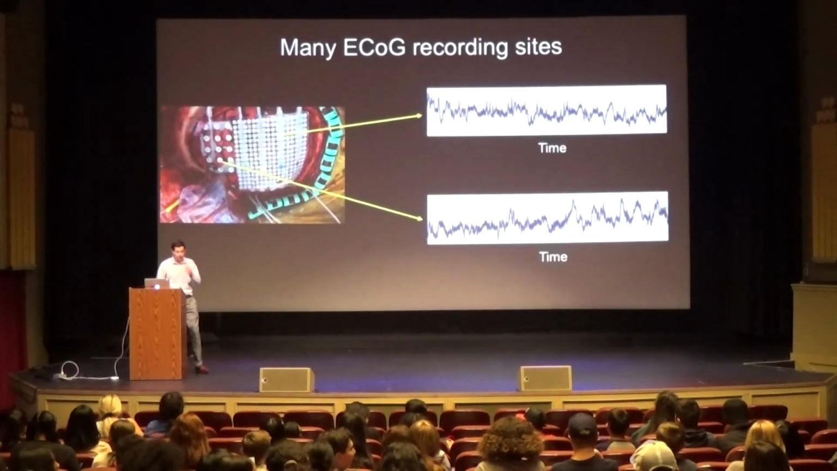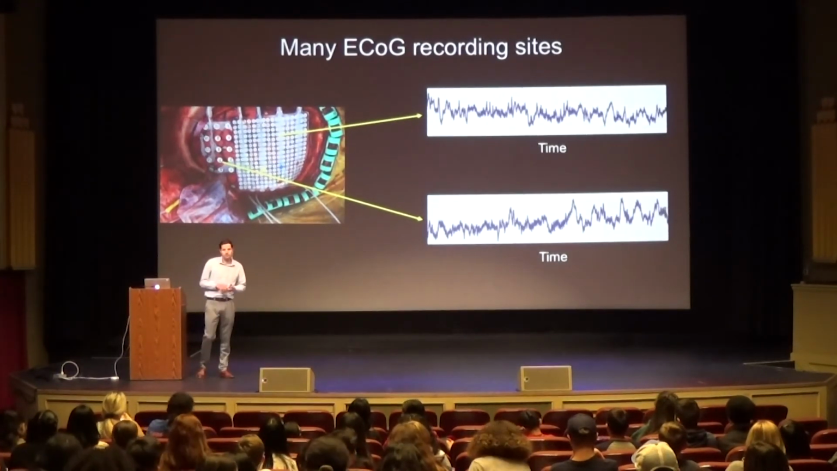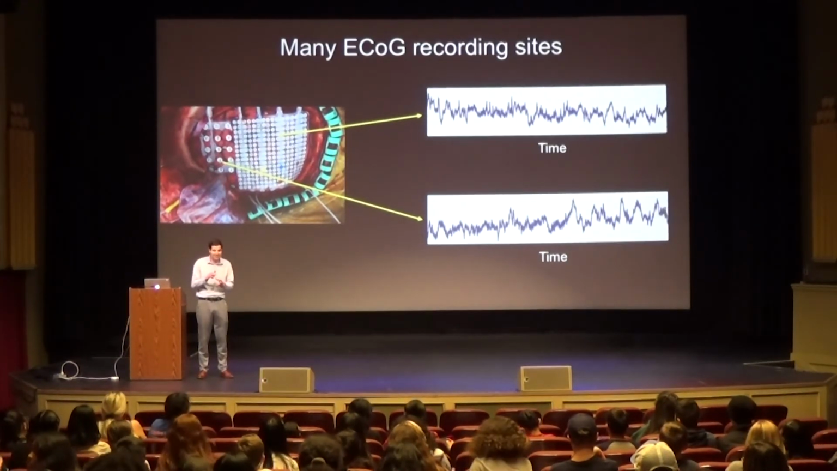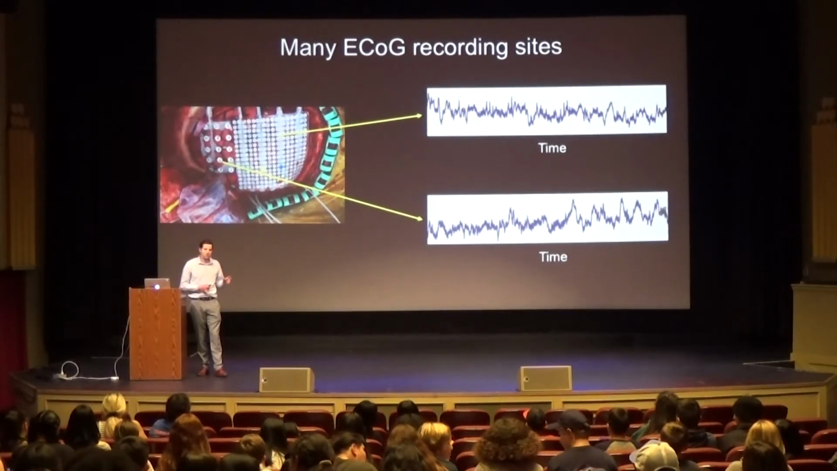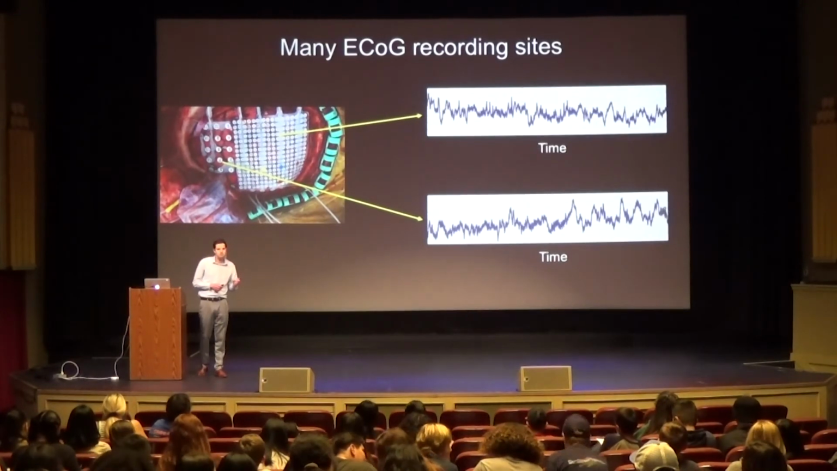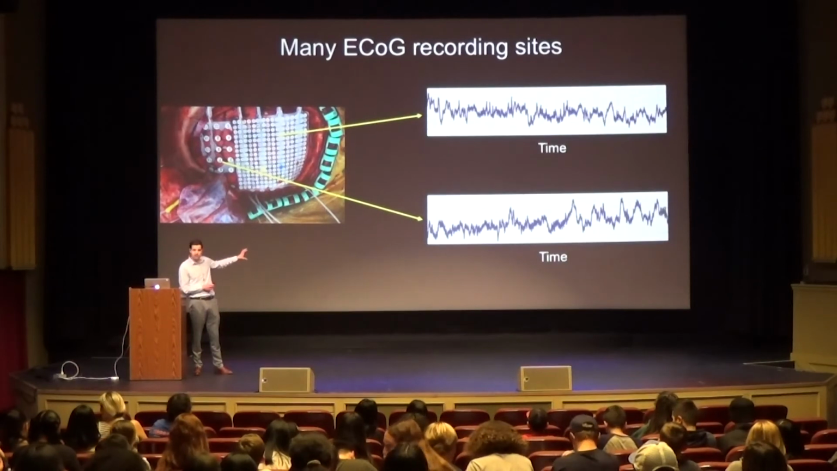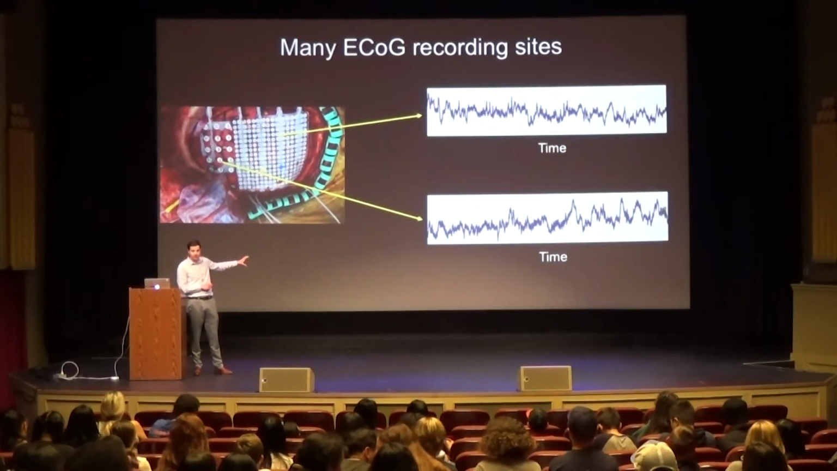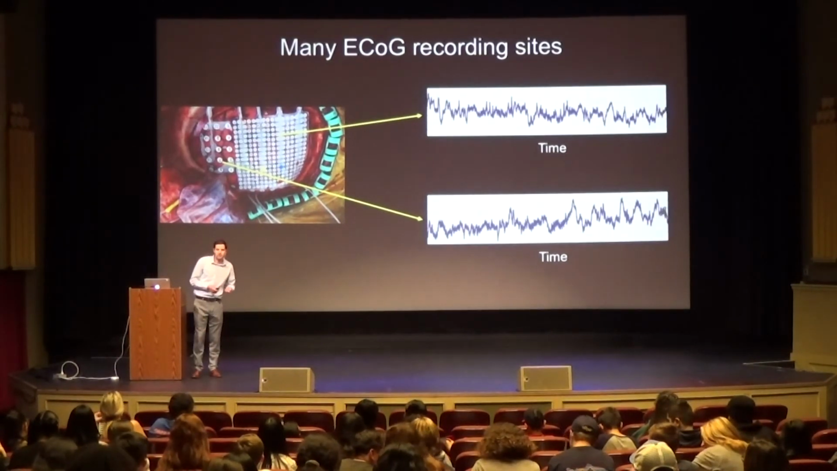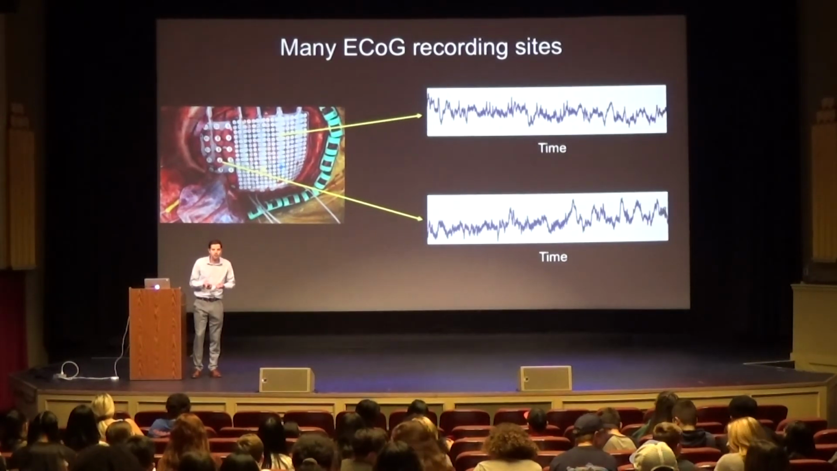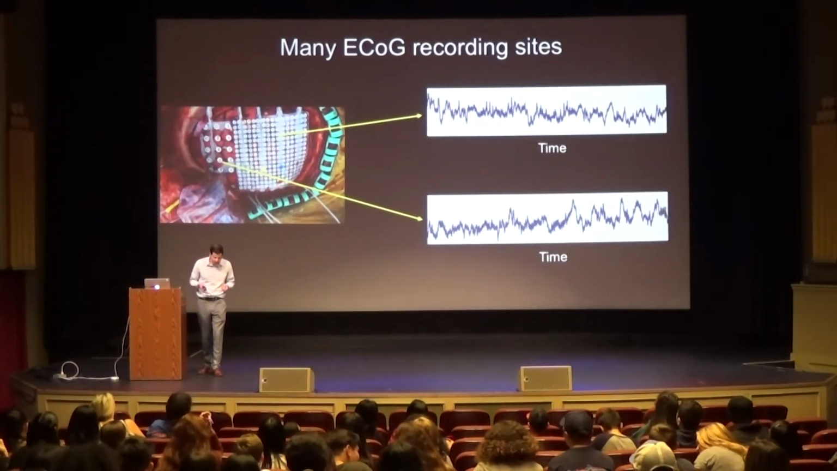Okay, so let's go back to our problem. We're recording data from these ECoG arrays that are implanted in our patients. We have about 100 sensors on each patient, and each sensor is recording a signal. Okay, so you're seeing two different signals depicted on this slide here. And what we would like to do is to understand what these signals look like when our patient is in either, say, a happy state or a sad state.